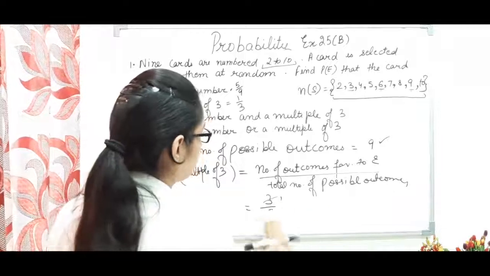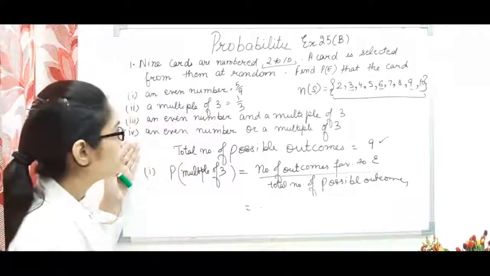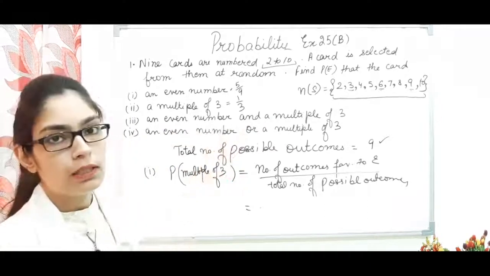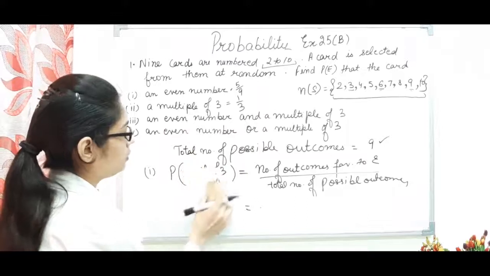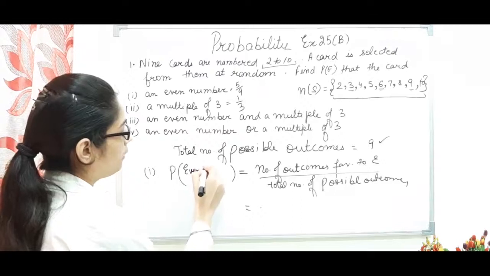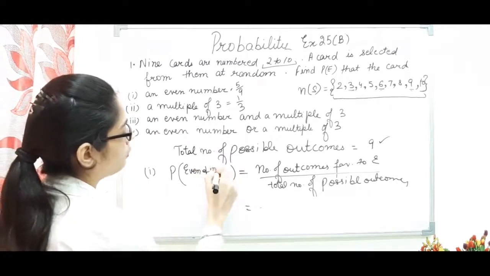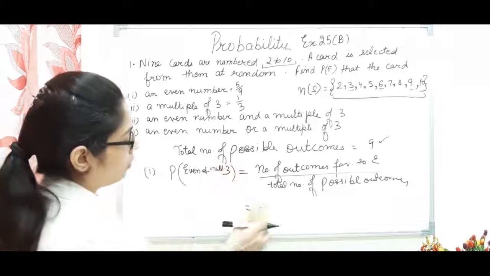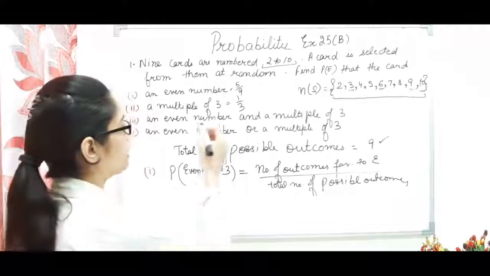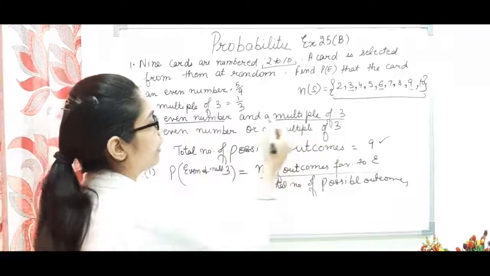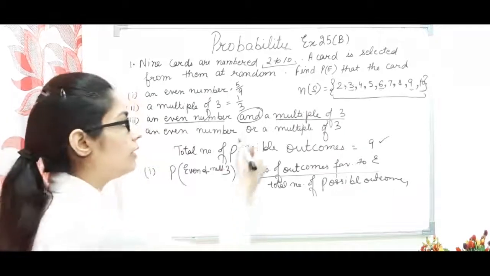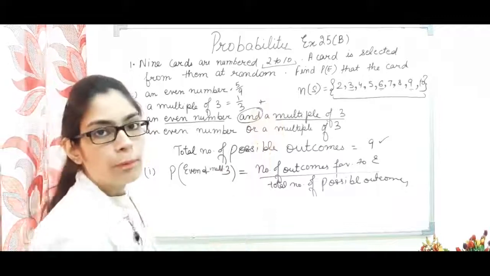Now let's do the next part. The next part is telling me that the card should be an even number and a multiple of 3. They have given us two conditions, that the card should be an even number and it should be a multiple of 3. Here you can write "and". Which means we have to select such a number which satisfies both the conditions, and does not mean plus.